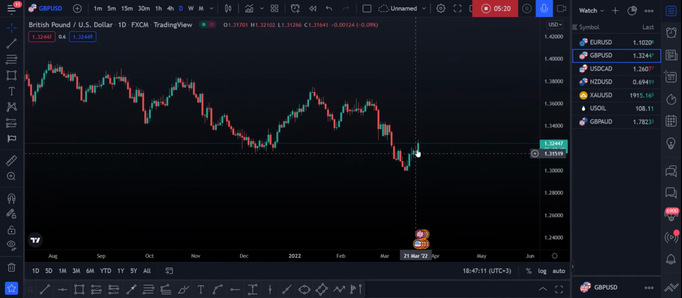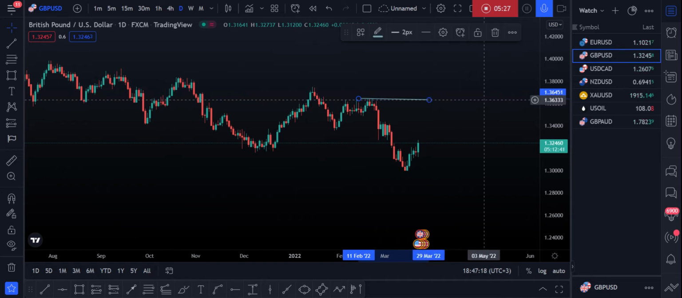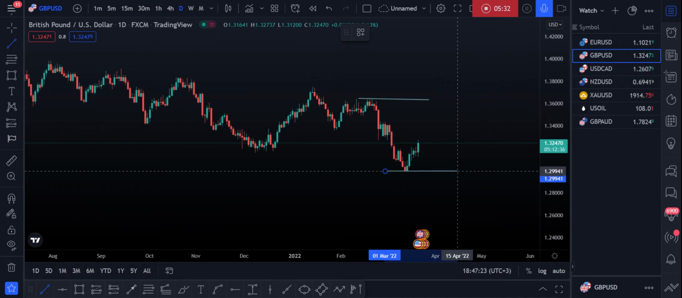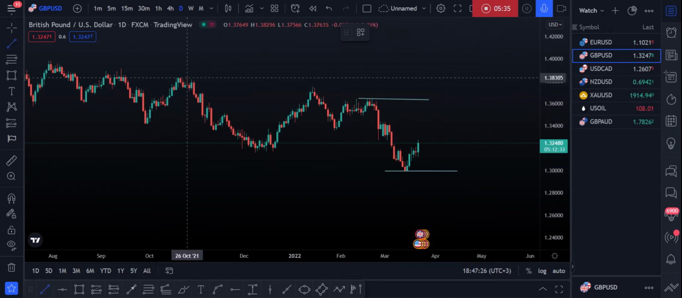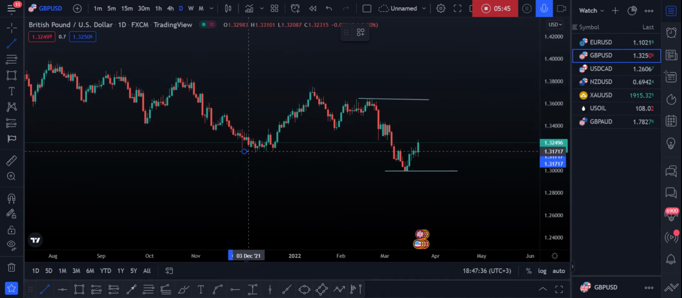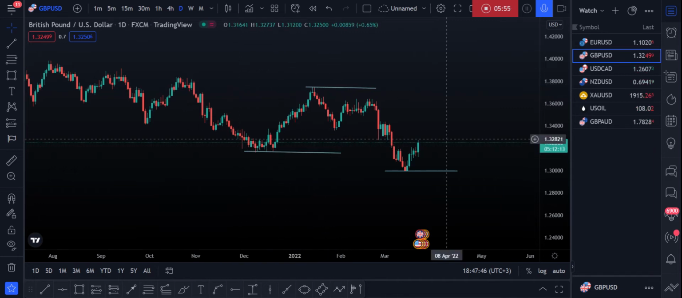So currently, where is price? Price is here. What you want to do is map out the previous swing point, which is a swing high. Then this can be taken as a swing low. We can also look at the previous one. This was the previous high, this was the previous low, and this was the previous swing high, and this was the previous swing low.